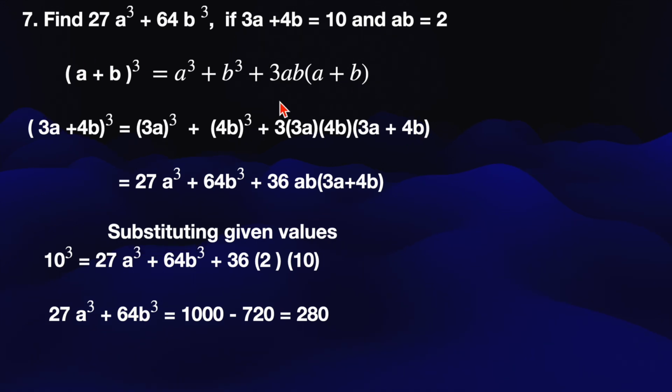Okay. Once you have substituted, now it's easy. Now open the bracket. This becomes 27a cube plus 64b cube plus 36ab into 3a plus 4b. Now substitute all these values. So here it is 10 cube. Okay, this we have to find out. Here ab we know is 2, it's given. 3a plus 4b is 10. Now solve it, you'll get the answer.